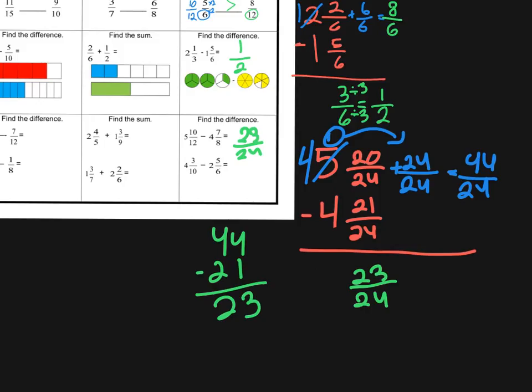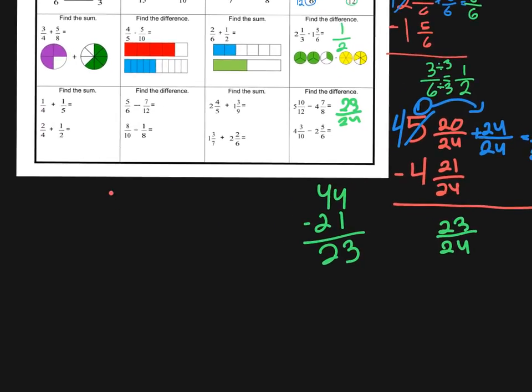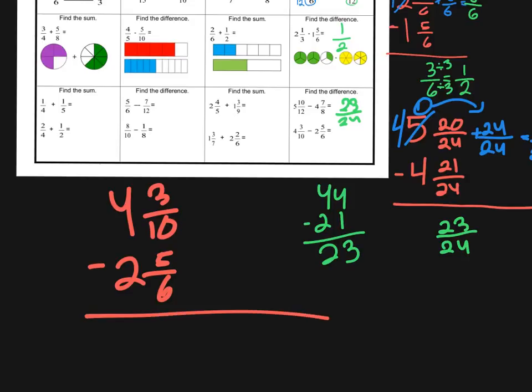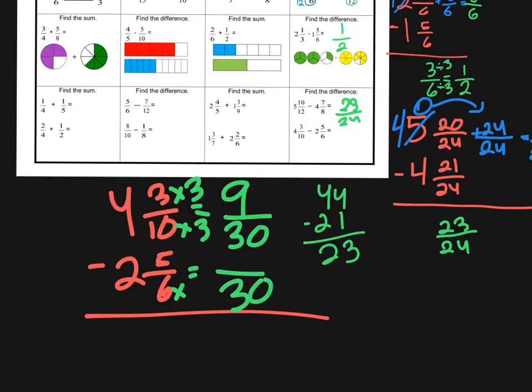For the second one is 4 and 3/10 minus 2 and 5/6. They have to be the same, so we have to change them to fractions with the same denominator. I think we should use 30. The reason why we can do 30 is 10 times 3 makes 30. And you can do the same thing up top, and that makes it 9/30. And then for this one, we can multiply it by 5, because 6 times 5 is 30. And do the same thing up top, that makes it 25/30.